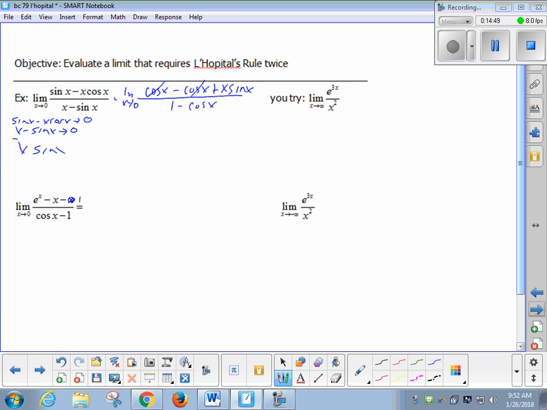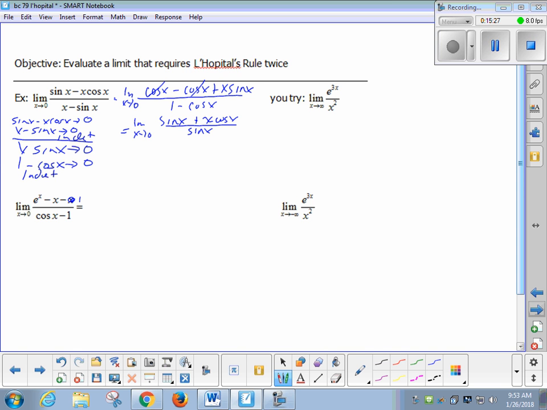X sine of x, actually I didn't record indeterminate. X sine of x goes to 0. 1 minus cosine of x goes to 0. And so this is a second indeterminate form, so I can use L'Hopital on it. The derivative of x sine of x is sine of x plus x cosine of x. And the denominator derivative? Straight up sine of x. It's tempting to cancel those sines out, can I? No, that's terrible algebra. Okay.